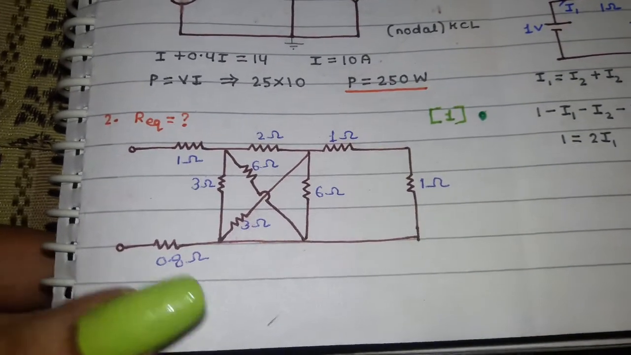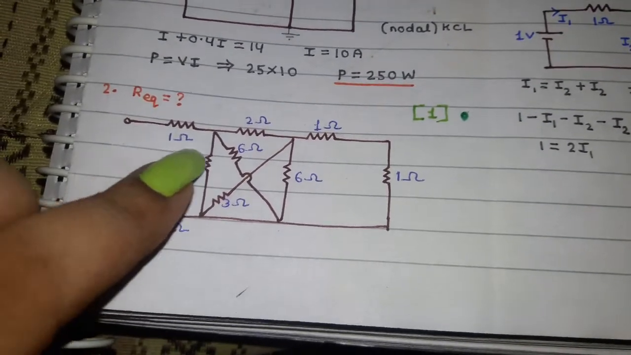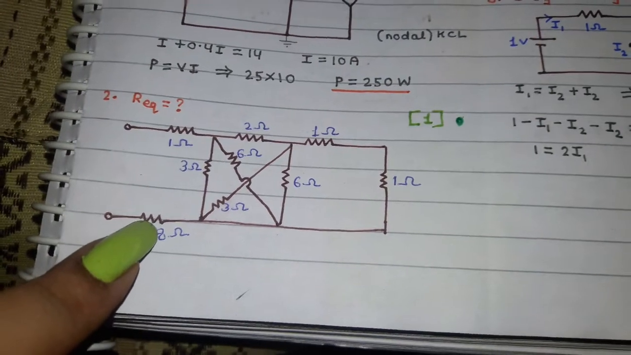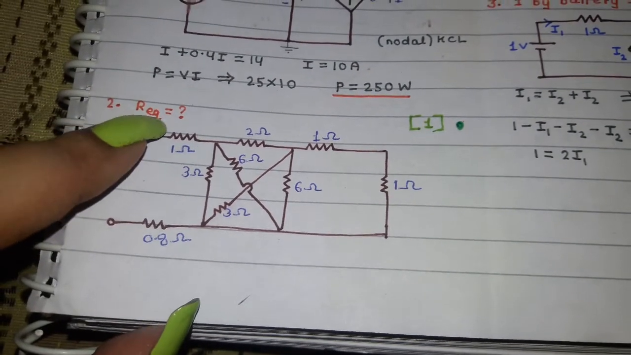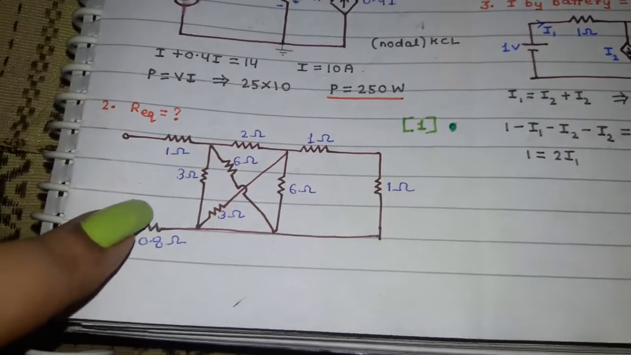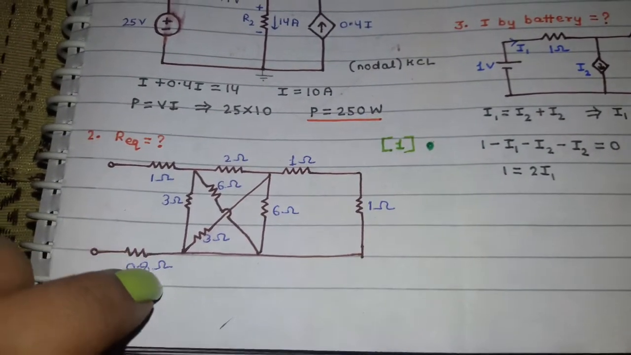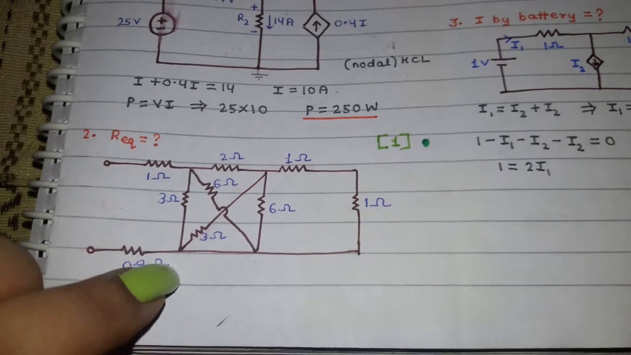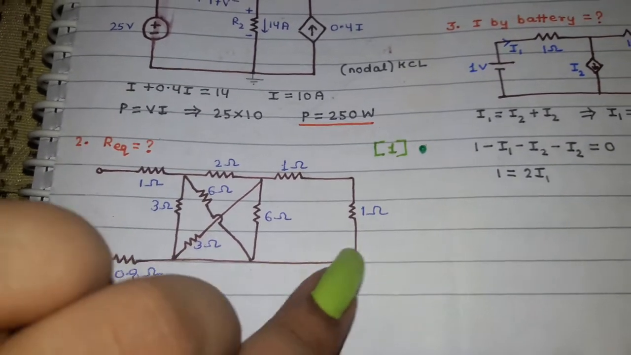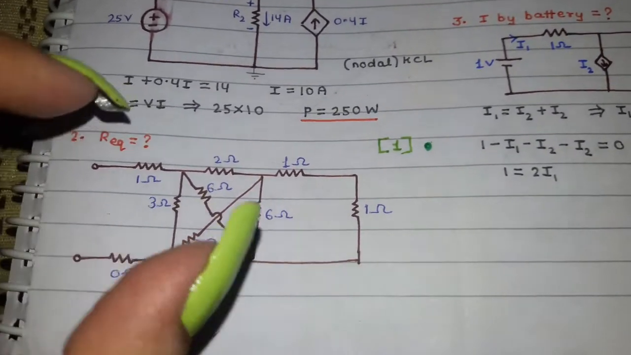The second question that was asked in the year 2017 is a circuit filled with resistances, and you have to calculate the equivalent resistance of this entire circuit. This question carried 1 mark and is actually easy, but you have to realize one small thing: that this entire line is actually 1 point.